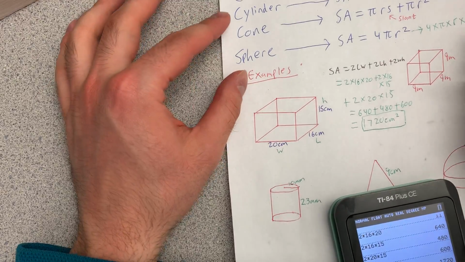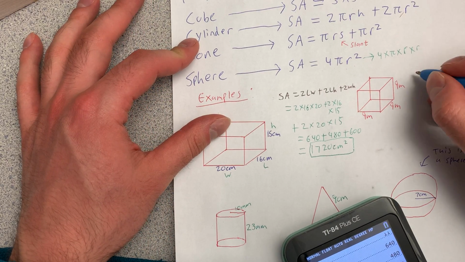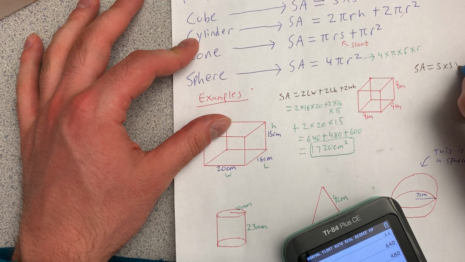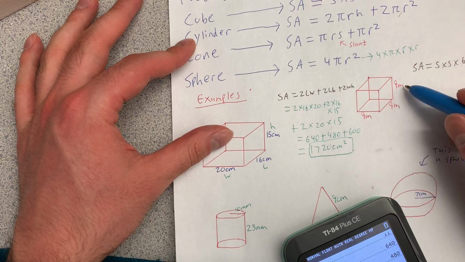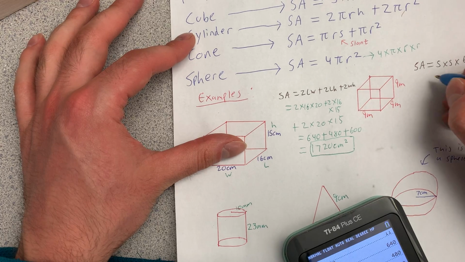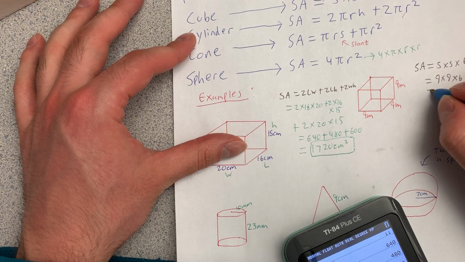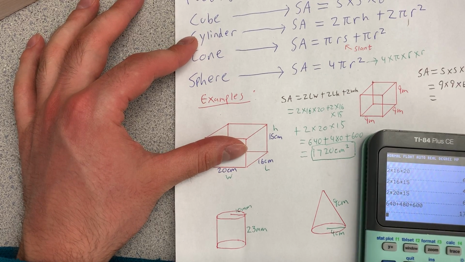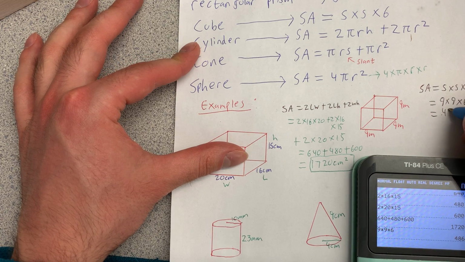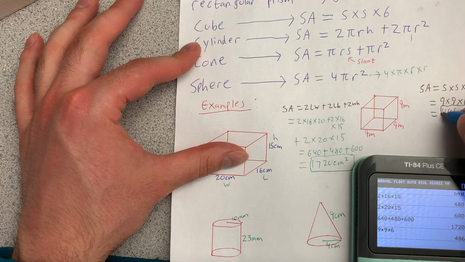I have a cube. So the surface area of a cube, I'm just going to write down the formula here. Surface area equals side times 6. Now all of those sides are the same, so I just have to plug in the number 9 twice. So 9 times 9 times 6. And I get 486 meters squared. So that one's really easy.